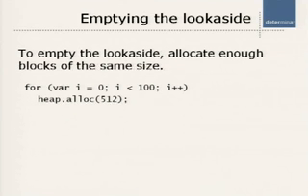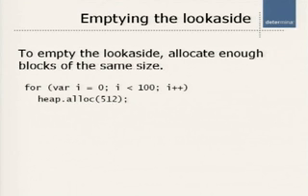We can also manipulate the look-aside pretty easily. To empty the look-aside, remember that it's a singly linked list. It just has a certain number of blocks. It also has a limited capacity. So if we want to empty the look-aside for a certain size, like 512 bytes, you just need to allocate a bunch of these blocks. So we allocate 100 blocks of this size.